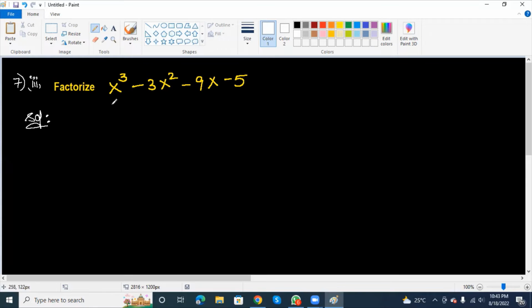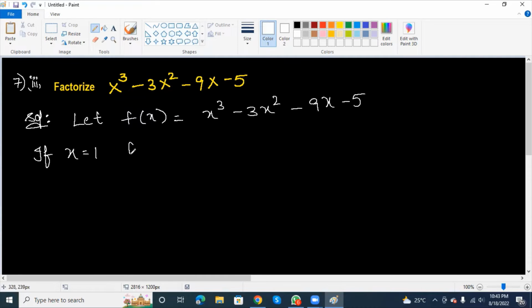Okay. So by trial and error method, let's find out. Let the given polynomial be f of x: x cube minus 3x square minus 9x minus 5. If x is equal to 1, then find f of 1. Put 1 instead of x: 1 cube minus 3 times 1 square minus 9 times 1 minus 5.